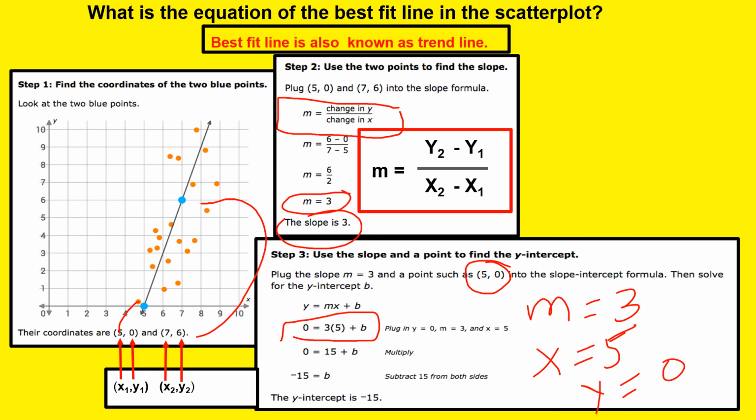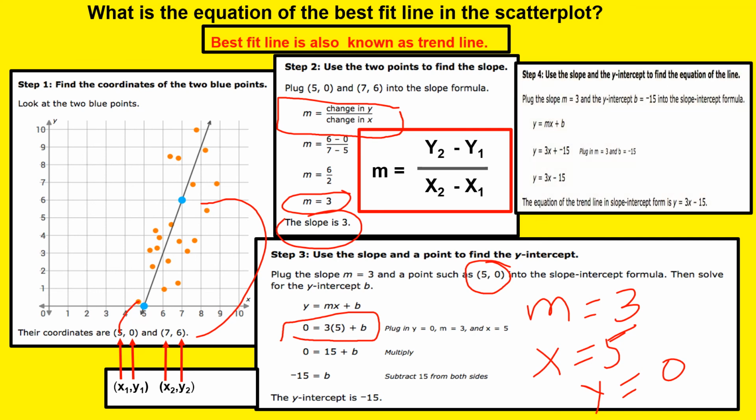Now that we know that the y-intercept is negative 15 and the slope is 3, the rest is elementary. We simply substitute them into the formula y equals mx plus b. Remember, we're only substituting in the m and the b. So y equals 3x minus 15 is our answer.